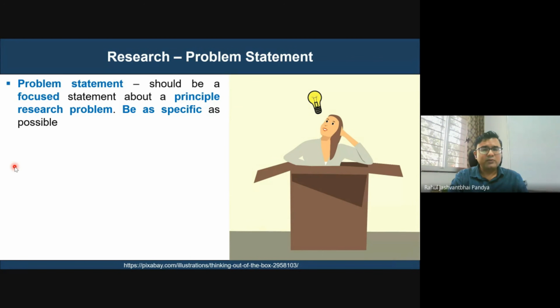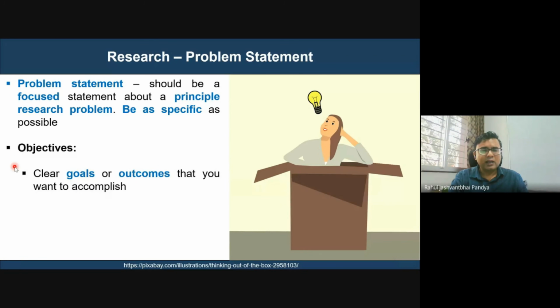It should be a focused statement about a principal research problem, right? We have to be as specific as possible. And later, based on that problem statement, we must get the objectives. So our goals must be clear. Our outcomes that we want to accomplish must be clear, right?